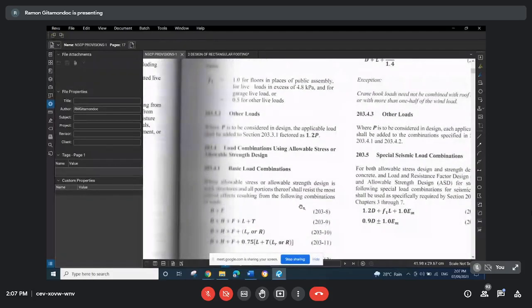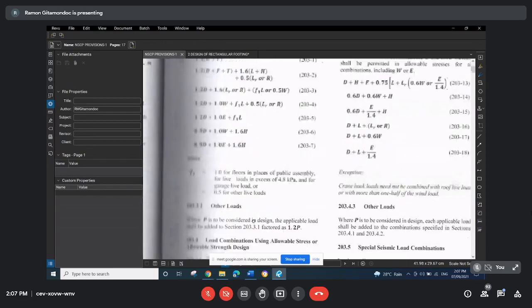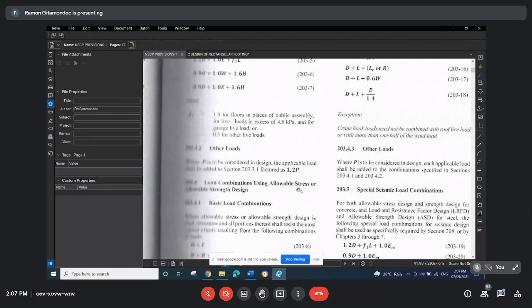So load combination using allowable stress or allowable strength design. So you have here your load combination. But we are not using this since the design philosophy in designing the reinforced concrete member is strength design rather than the allowable stress or allowable strength design.